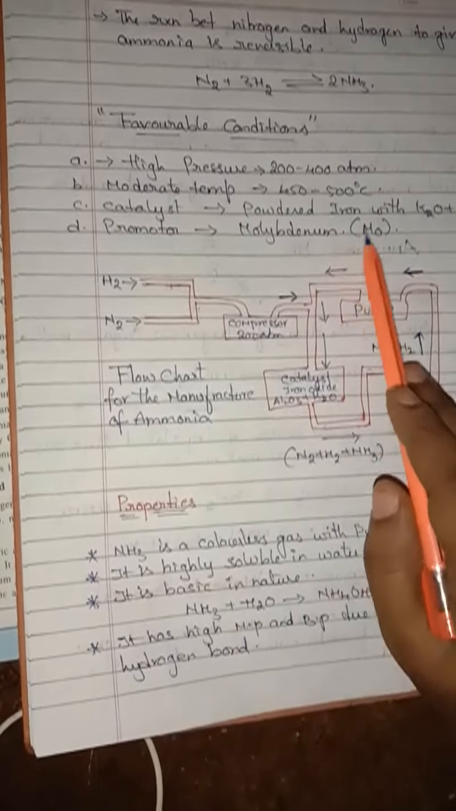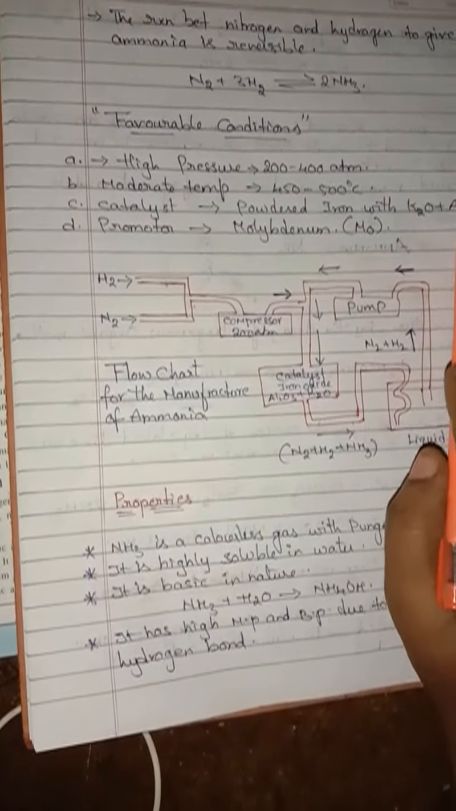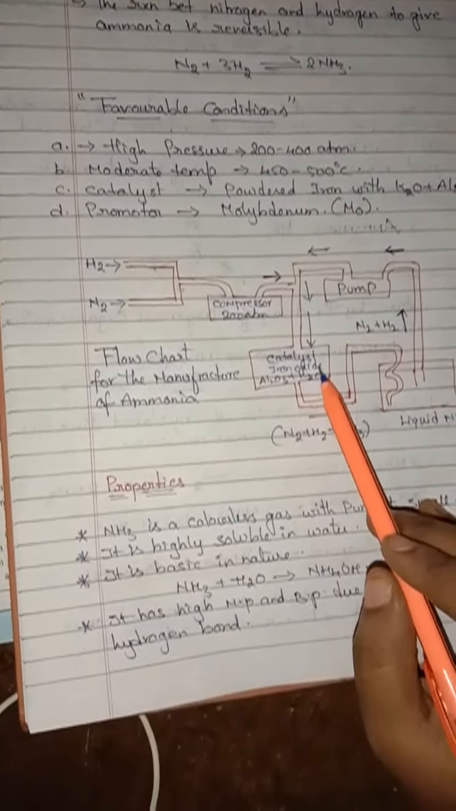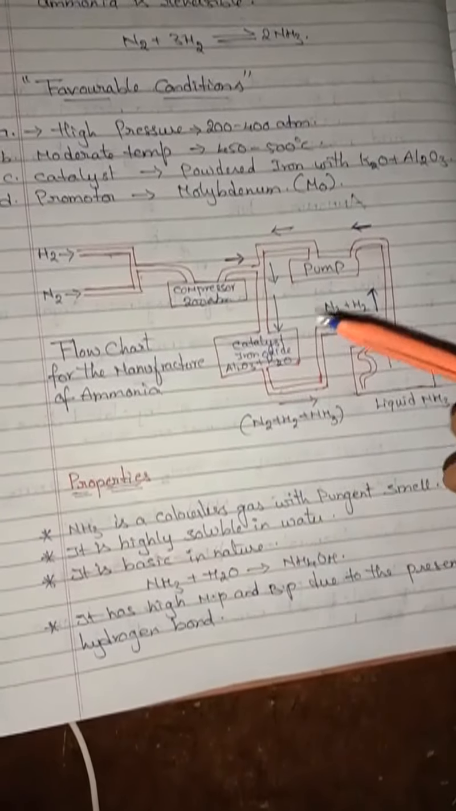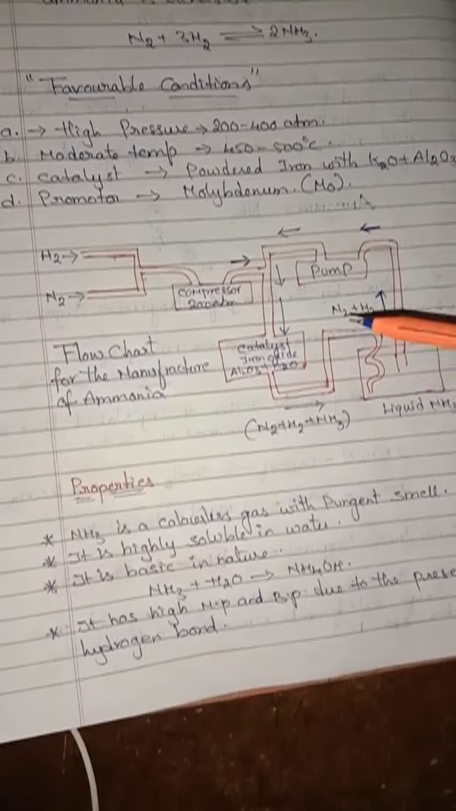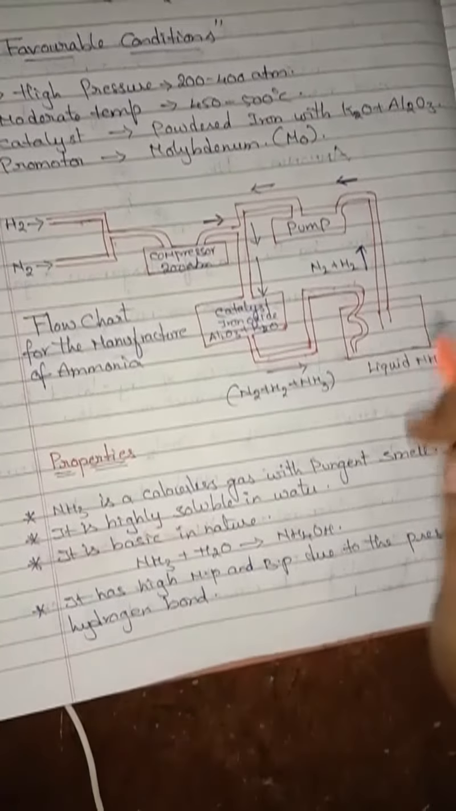What is the catalyst, children? We have used iron with K2O plus Al2O3, isn't it? Now the mixture is allowed to react at a temperature of 450 to 500 degrees centigrade. Then the reaction mixture with about 10% ammonia is cooled to get liquid ammonia.